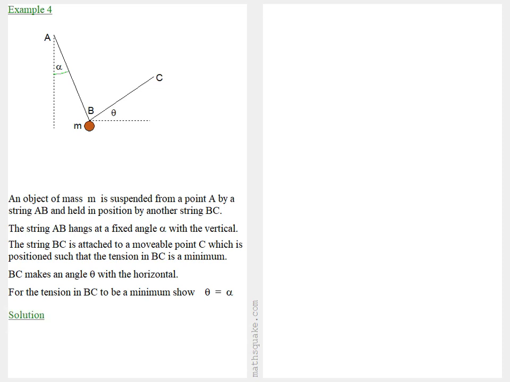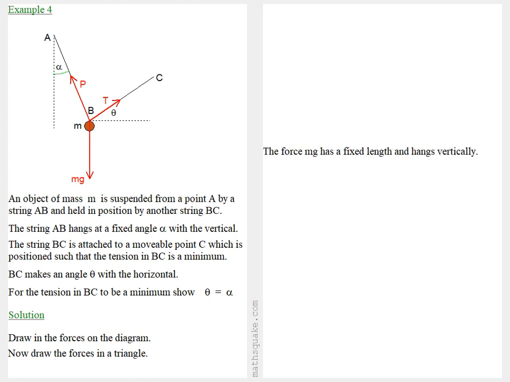Well, to solve this, the first thing to do is draw in the forces in the diagram. Now the first one, vertically down, we've got the weight, mg. Then we have the tension in the string AB, and we can call that P. Finally, there's the tension in the string BC, and we can call that T. Now, draw the forces in a triangle. We can first draw in the weight. The force mg has a fixed length and hangs vertically.